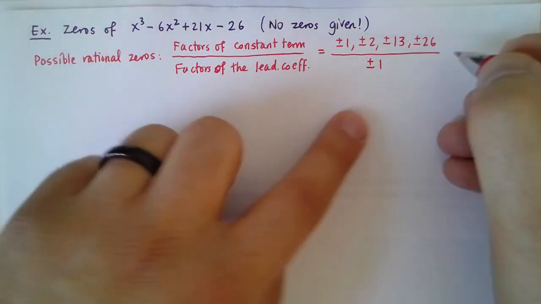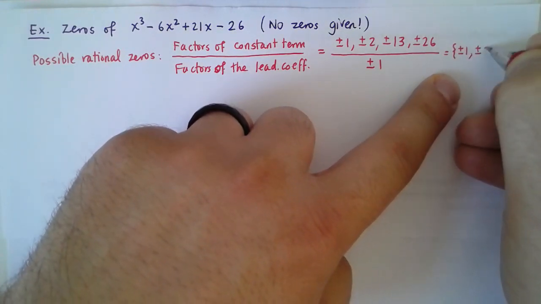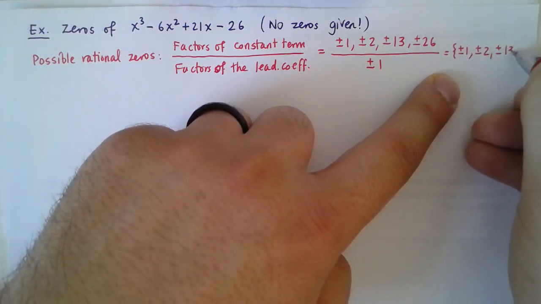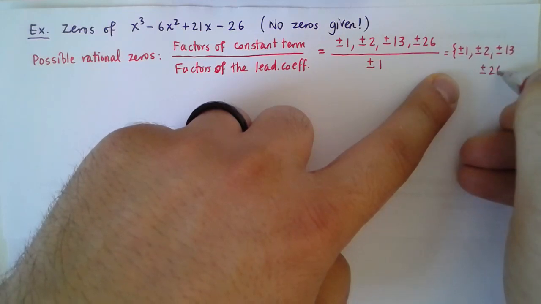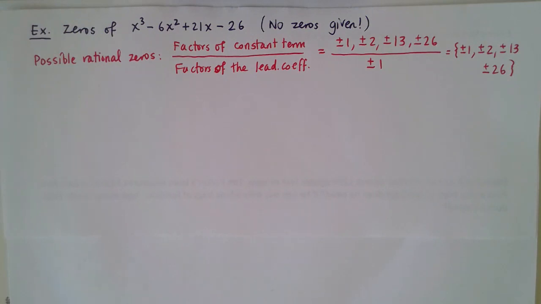So if you look at the whole list, it's going to be plus or minus 1, plus or minus 2, plus or minus 13, and plus or minus 26. So you're going to be using trial and error to get one of the zeros, but you don't have that many possible ones. For example, if you're trying 3, 4, or 5, you're wasting your time because it's not even in the list. So the ones you try should be on the list.